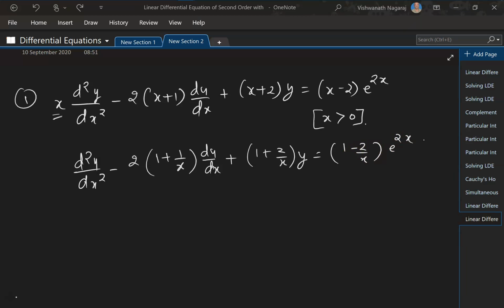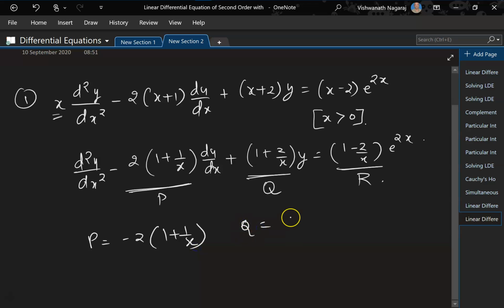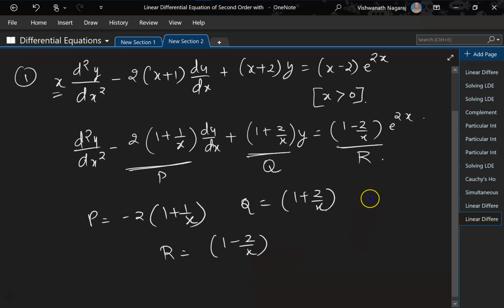So if we look at our standard form, this would be p, this would be q, and this would be r, right? So p would be minus (2 plus 1/x), q would be 1 plus 2/x, and r is equal to 1 minus 2/x.